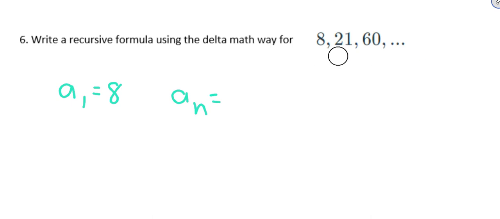All right, so now we're going to look at the relationship. So let's see, we could say what? 8 plus 13, right, is 21. 21 plus 39 is 60. We're like, uh-oh. This isn't arithmetic, so it's not going to be as easy to define recursively. It's not geometric either, right? We don't have a common ratio, do we? And so that's where we want to stop and think.